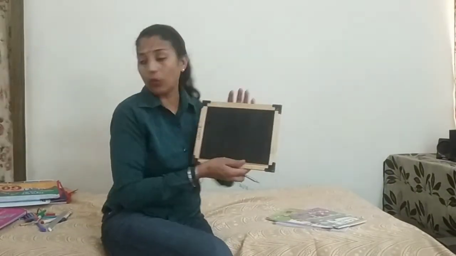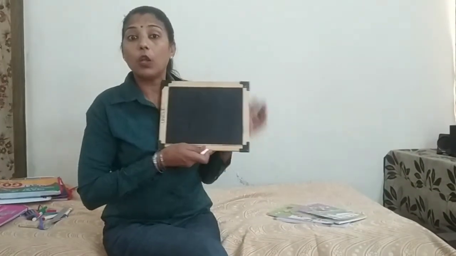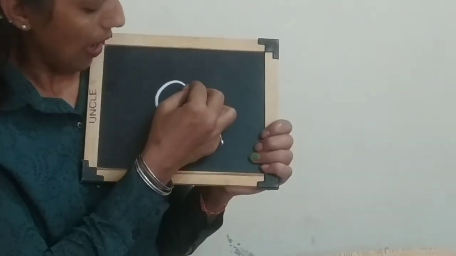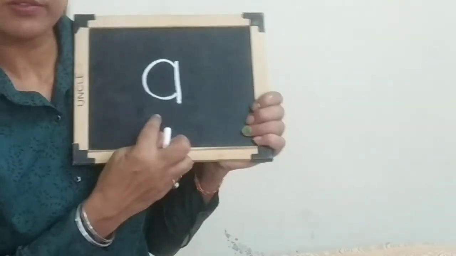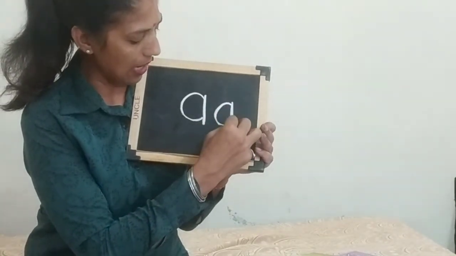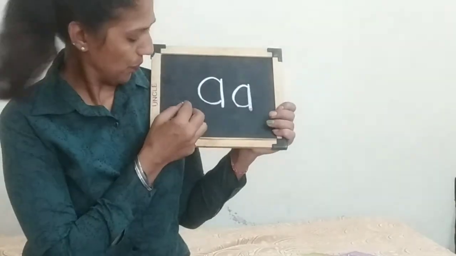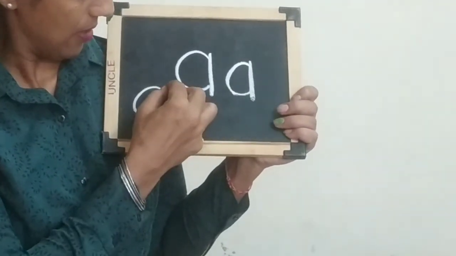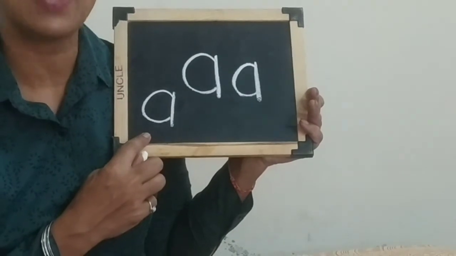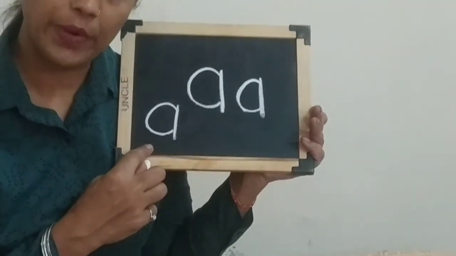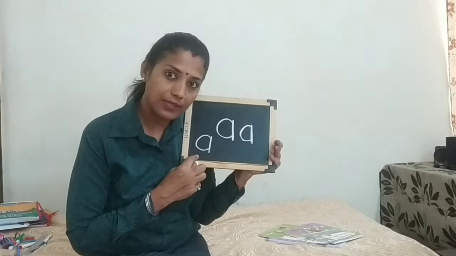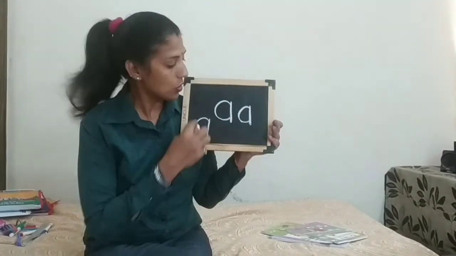Now I will show you how to write baby A. Look carefully. First you have to draw a C and a standing line. Look carefully once again. A C and a standing line. Once more. A C and the standing line. It becomes baby A. A says A. A, A, apple. A, A, A, aeroplane. A, A, axe. A, A, ankle. So you have to write.